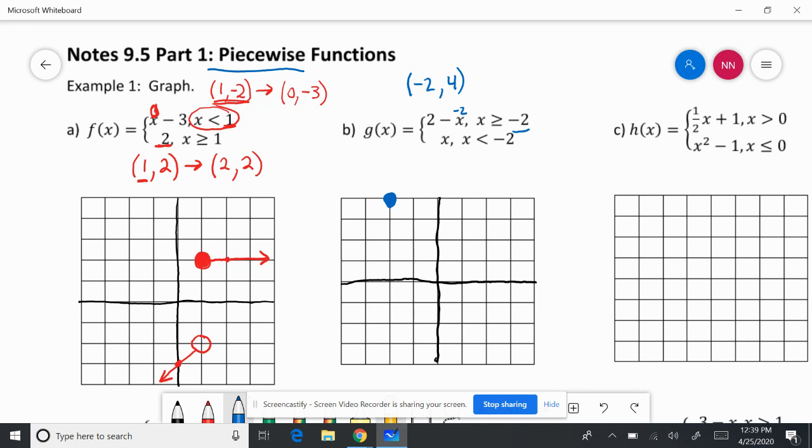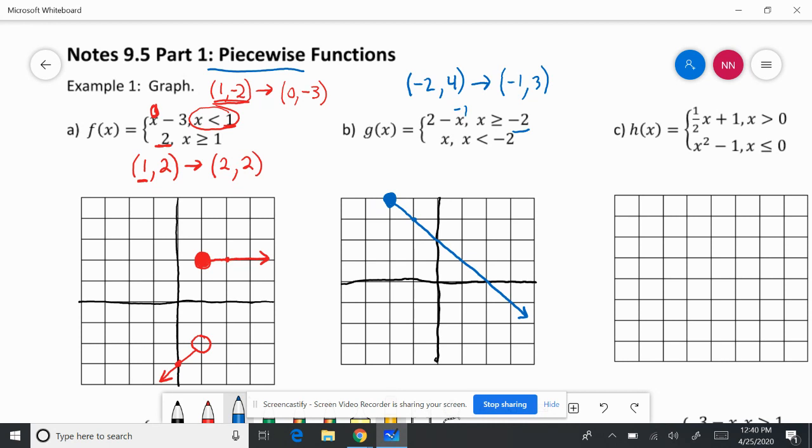That's my starting point. Notice it's greater than, so my next point is going to be greater than negative 2. I'm going to pick negative 1, but I just have to pick one point. I could pick 0 or something greater than negative 2. I plug in the negative 1. 2 minus a negative 1 is 3. So at (negative 1, 3), I have my next point. Once again, it's a linear equation, so it's a straight line. That's the first part of my piecewise function.